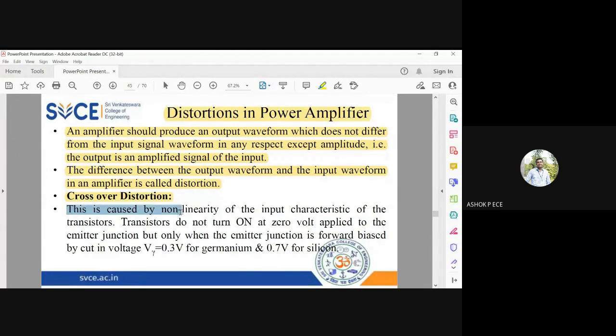See here, this is caused by the non-linearity of the input characteristics of transistors. Transistors do not turn on at 0 volt. If you apply any voltage to the base emitter junction, immediately transistors will not turn on. They will turn on only when the emitter base junction voltage is more than V gamma. V gamma is called the cut-in voltage. The cut-in voltage value is 0.3 volt for germanium and 0.7 volt for silicon. Unless the voltage is more than 0.3 or 0.7, the transistor will not conduct.